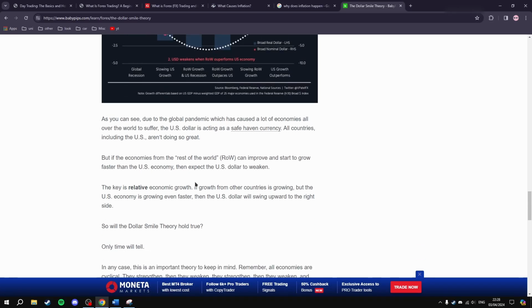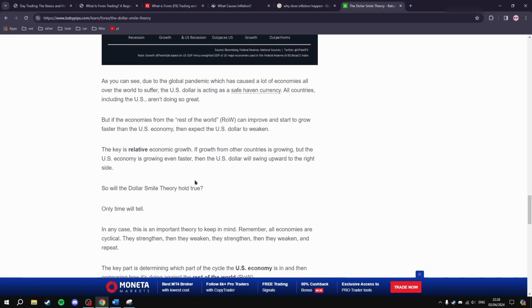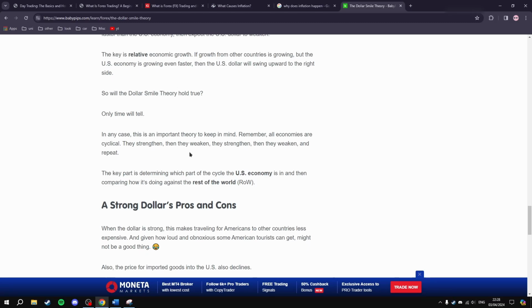So will the dollar smile theory hold true? Only time will tell. In any case, this is an important theory to keep in mind. Remember, all economies are cyclical. They strengthen, they then weaken, they strengthen, then they weaken, and repeat.